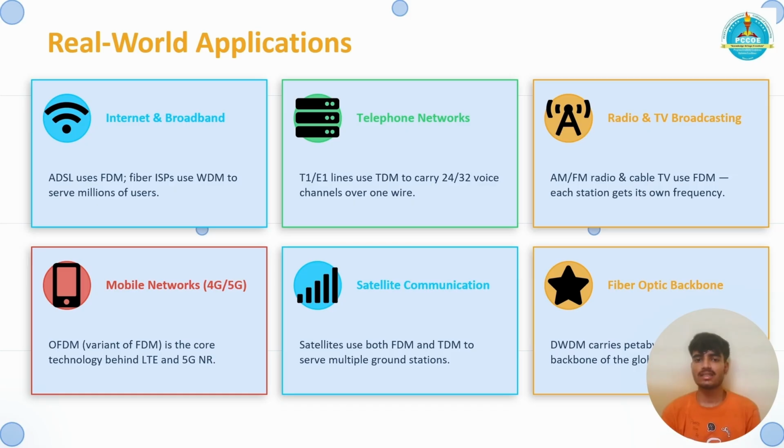Now let us see some real world applications of multiplexing in broadband internet services. ADSL uses FDM, fiber optic internet uses WDM, television networks use TDM to carry multiple voice channels. Radio and television broadcasting use FDM, modern 4G and 5G mobile networks use OFDM, which is an advanced form of FDM. Satellite communication systems use both FDM and TDM. Fiber optic backbone networks use DWDM technology to transfer huge amounts of internet data worldwide.